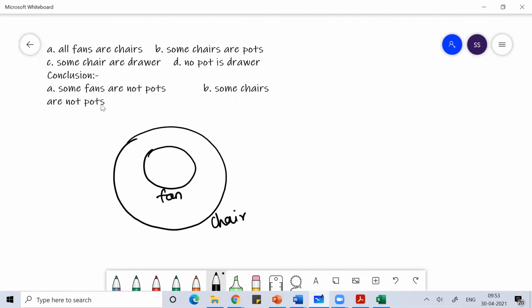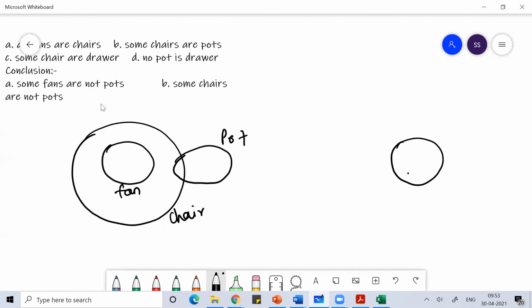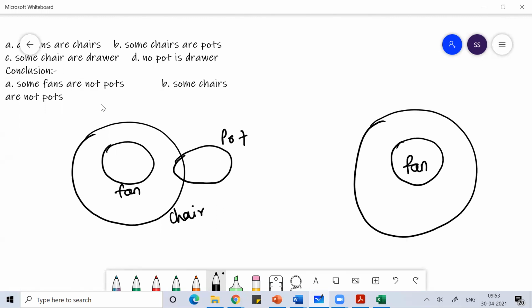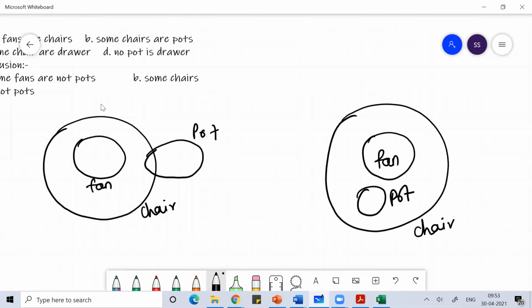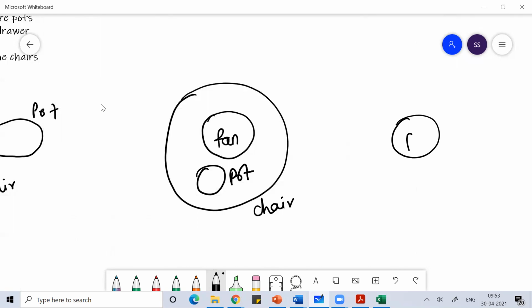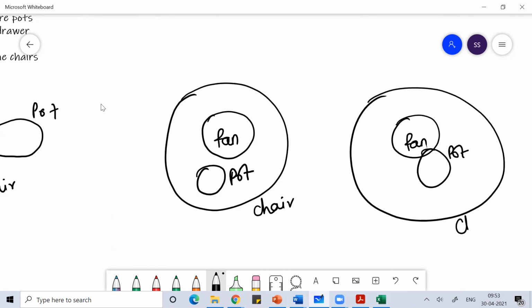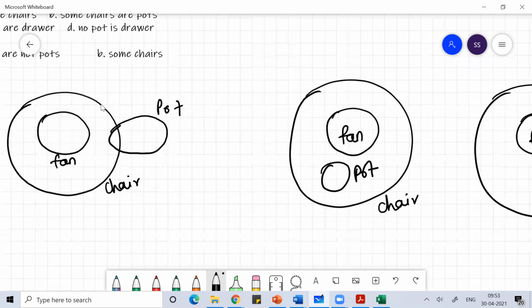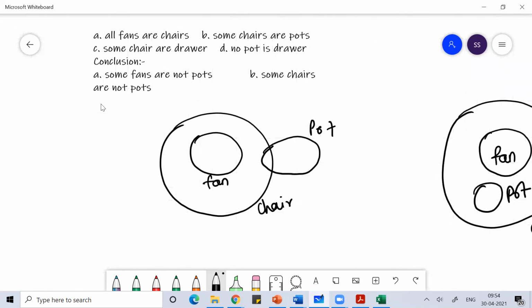Some chair are pot. The diagram can be like this. All fan are chair, and some chair are pot. It can be like this, or your diagram can be like this. Anything. I hope you understand it. Your diagram can be like this. We focus on the diagram which is the minimum overlapping diagram.